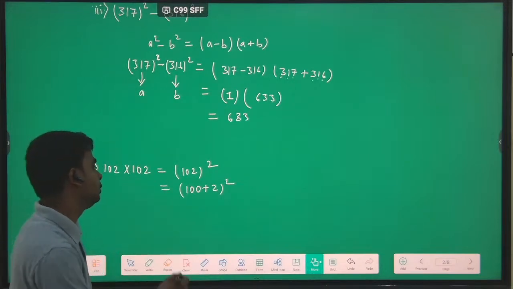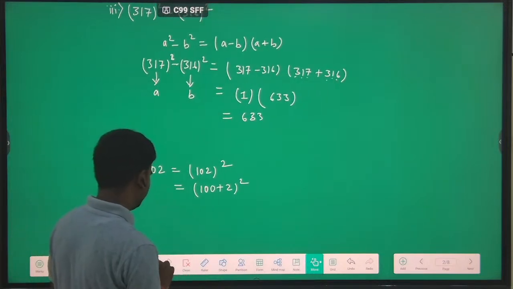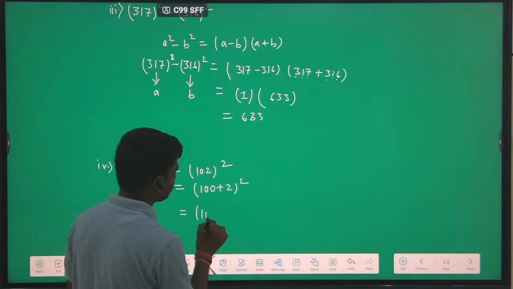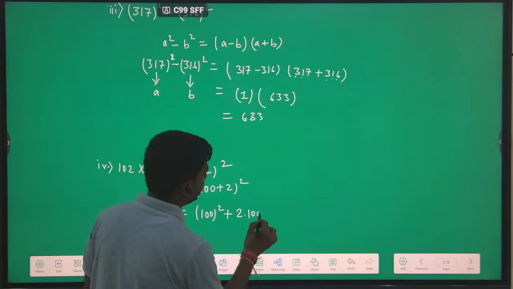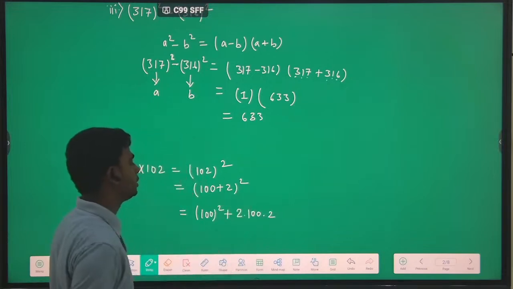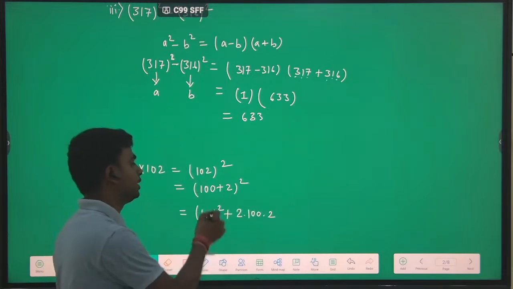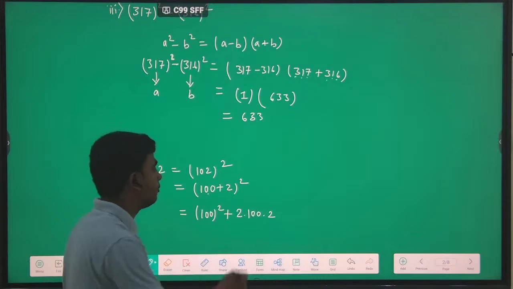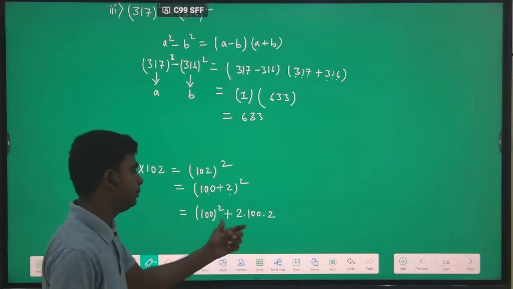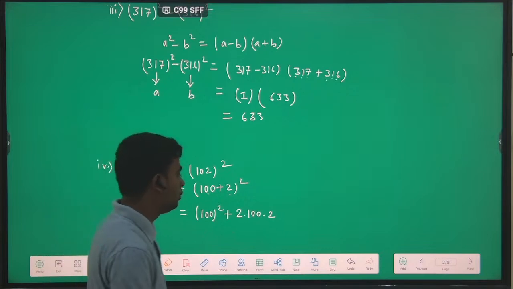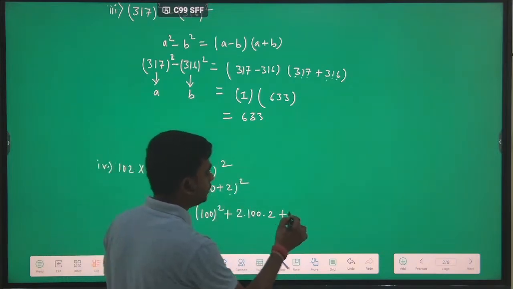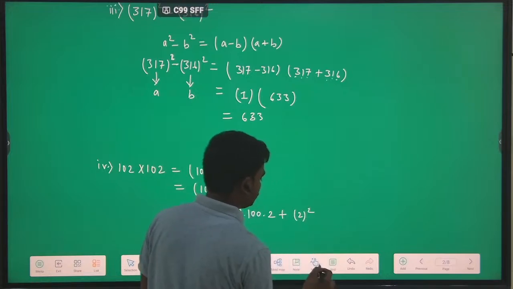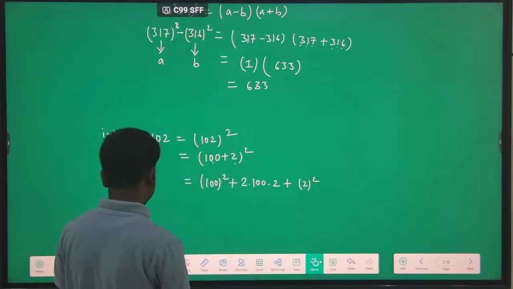Now the formula of a plus b whole square is what? A square plus 2ab plus b square. 2ab is what? 2 into 100 into 2, because our a is 100 and our b is 2. So it will be 2 into 100 into 2 plus b square. B is 2, so it will be 2 square.